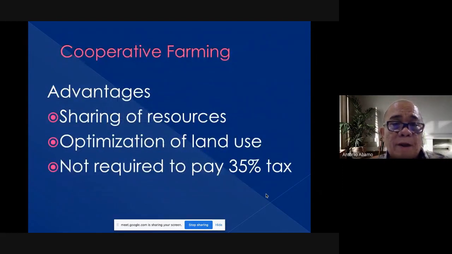The advantage of cooperative farming is that sharing of resources is based on, for example, your physical presence. You can also optimize land use because you pull together your resources. Not only that, it also helps in becoming more profitable as an enterprise, because cooperatives are tax-free. They don't pay taxes. There's a law for that. So if they're not required to pay taxes, the amount of money that is supposed to be paid for taxes will be plowed back and shared as profit in the farm.